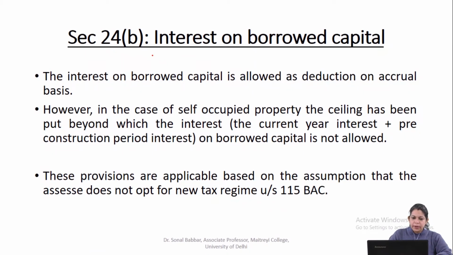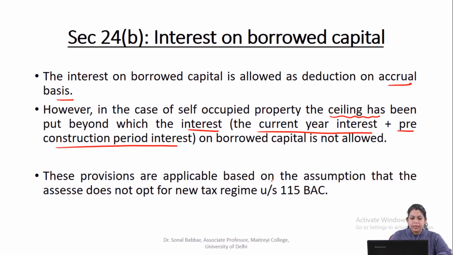Talking about section 24B, which is interest on borrowed capital, as we know that the interest on borrowed capital is allowed as deduction on accrual basis. However, in case of self-occupied property, we see that the ceiling has been put beyond which the interest on borrowed capital is not allowed. When we say interest, it includes the current year interest and the pre-construction period interest.